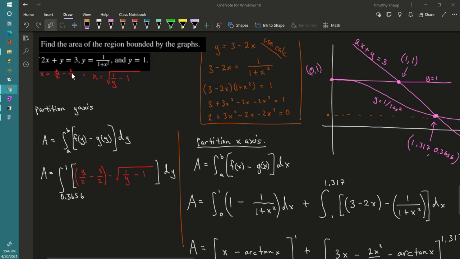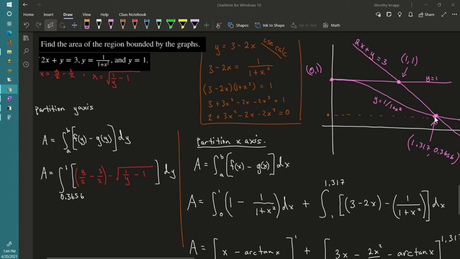Hey, here we go. So here's find the area of the region bounded by these graphs, okay? So first of all, if you graph these, these are the individual graphs. And so when I first look at this, I would personally think, all right, in order to get a single region, I would partition the y-axis. That way, each of my little rectangles would run this way, and I have a single function as the upper function and a single function as the lower function here.